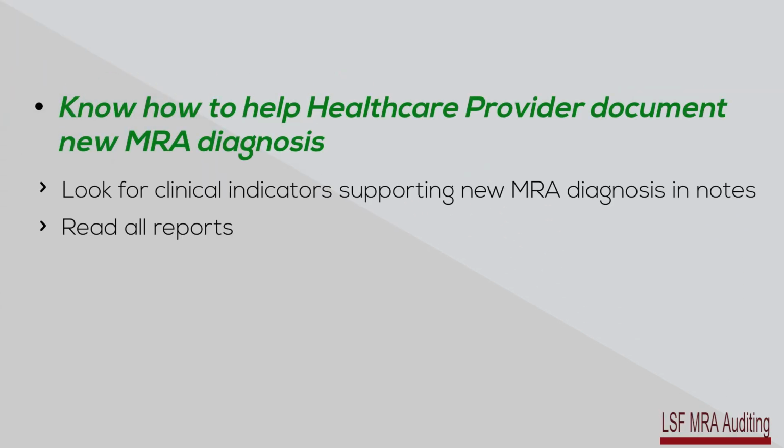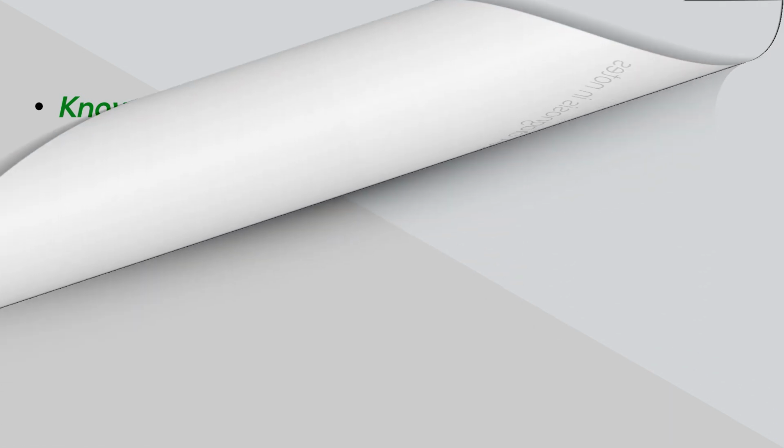Know how to help the healthcare provider find new risk adjustment diagnoses, which can be done by reading, before submitting claims, all parts of the notes to look for any clinical indicators that might support a new risk adjustment diagnosis. Coders will use these indicators to support their arguments for querying the healthcare provider. And by reading carefully all reports such as lab results, imaging tests, pathology reports, consultation reports, and hospital discharge reports to find new HCC diagnoses.